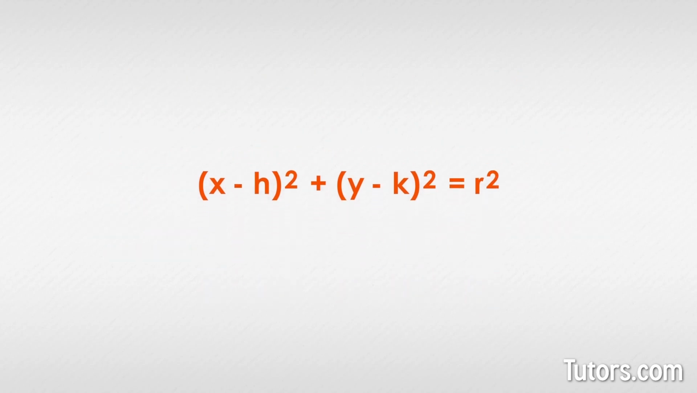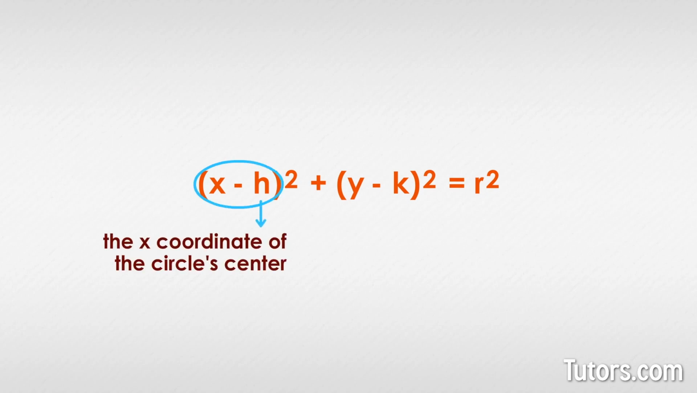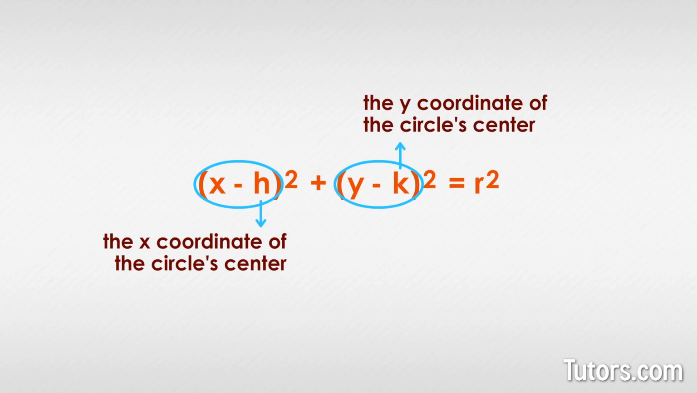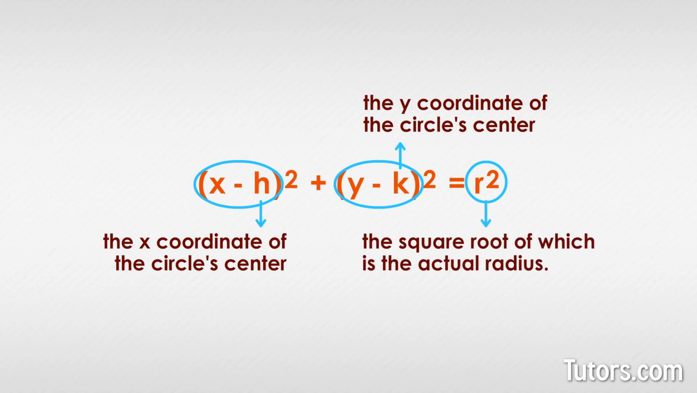The center radius form gives away a lot of information to the trained eye. By grouping the h value with the x, the form tells you the x-coordinate of the circle's center. The same holds for the k value. It must be the y-coordinate for the center of your circle. Once you figure out the circle's center point coordinates, you can then determine the circle's radius. In the equation, you may not see r squared, but a number, the square root of which is the actual radius.